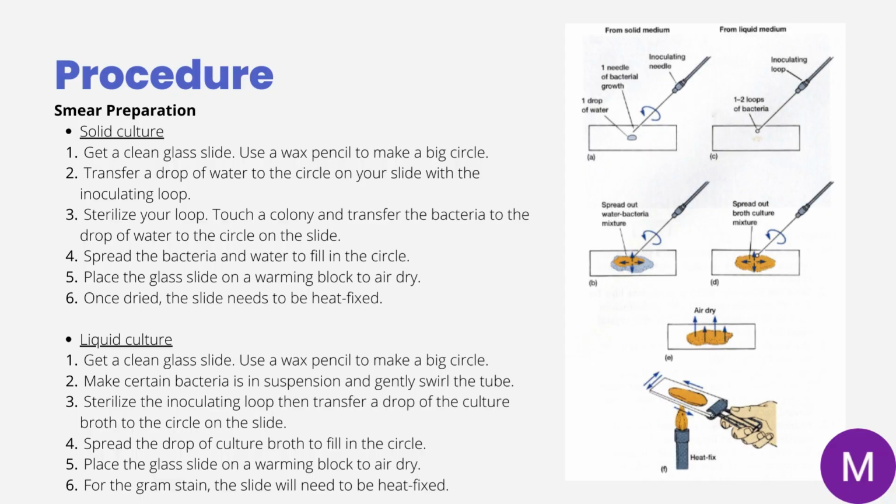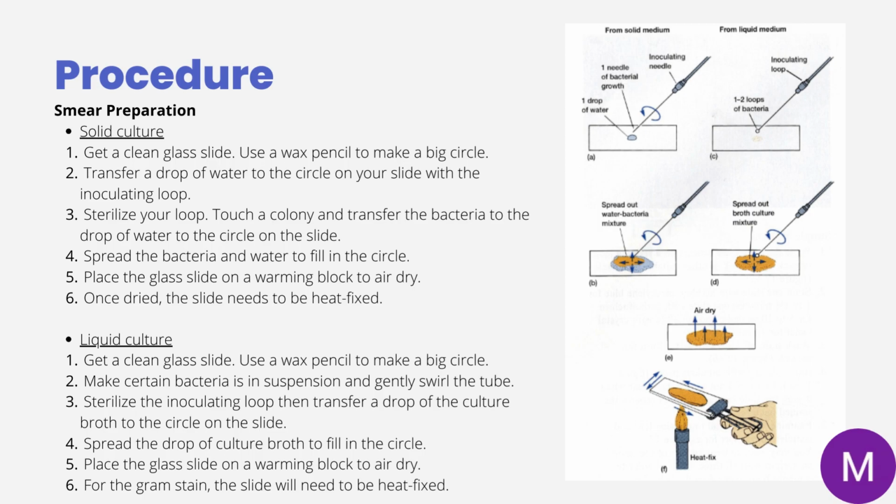Before we begin with the staining procedure, we would first need to do a smear preparation, one from a solid medium and another from a liquid medium. The steps are very similar, however, they are different. For example, for a solid culture, we would first obtain a clean glass slide, make a big circle using a wax pencil. Then, with the inoculating loop, we would transfer a drop of water onto the circle, proceed by sterilizing the loop, grabbing a colony, and spreading the bacteria in the water to fill in the circle on the slide. Then, we will place the glass slide to air dry on a warming block. Once it is dried, the slide will need to be heat fixed and it is ready for the staining procedure.